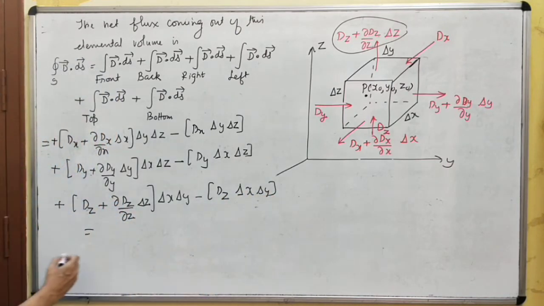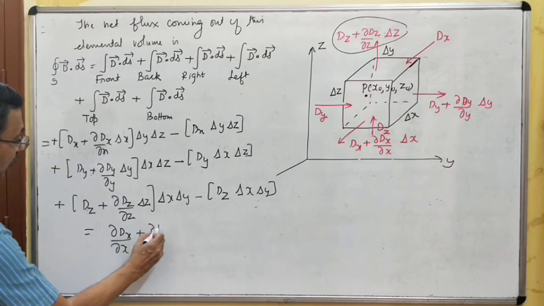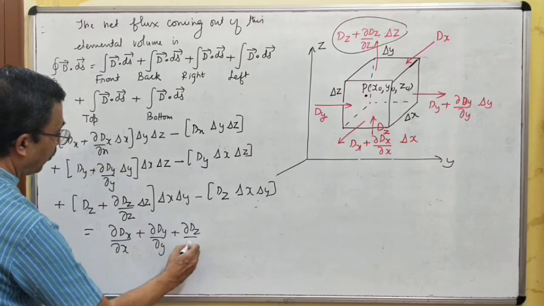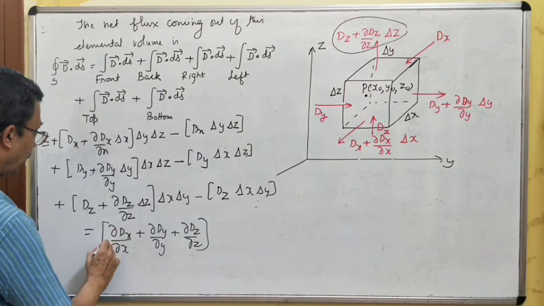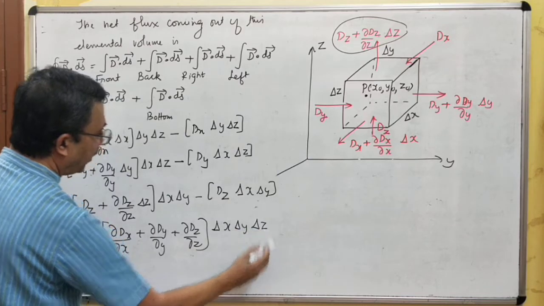Now remove the brackets, so you get dou dx by dou x plus dou dy by dou y plus dou dz by dou z multiplied by delta x into delta y into delta z.